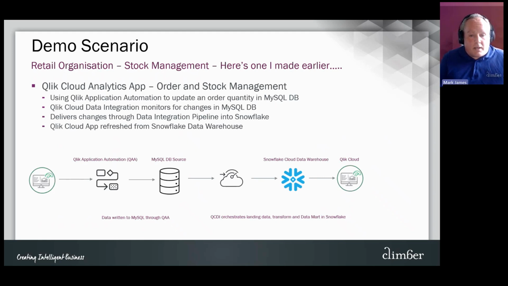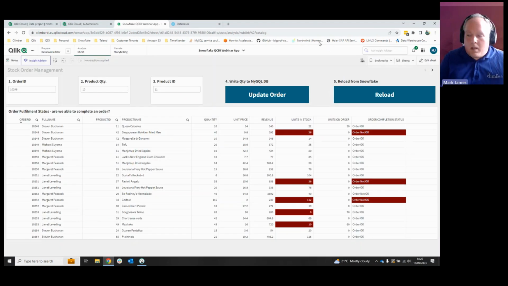From that, I can then refresh the same Qlik Cloud app from the updated Snowflake data warehouse. And finally, Qlik alerting can be used to monitor whether an order can be fulfilled or not. So we're seeing a whole raft of Qlik applications being used within this demonstration. Without further ado, I'm going to switch to my screen.